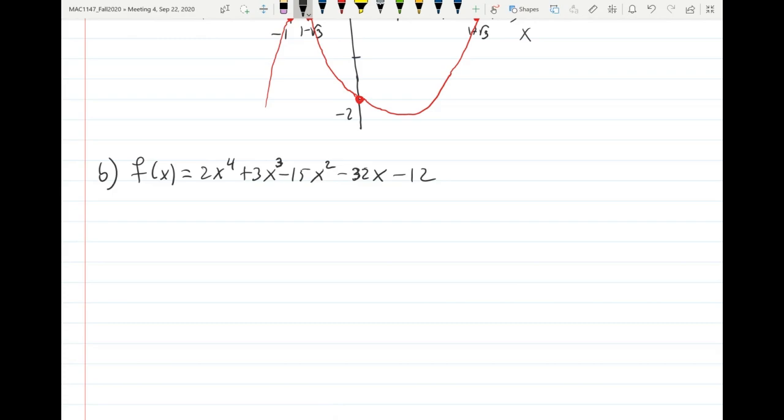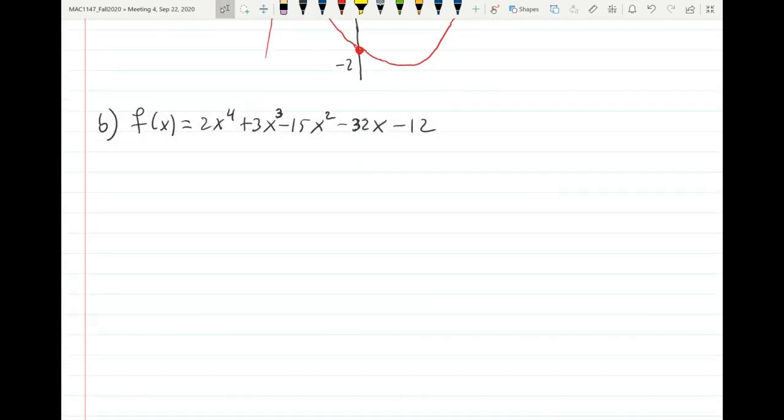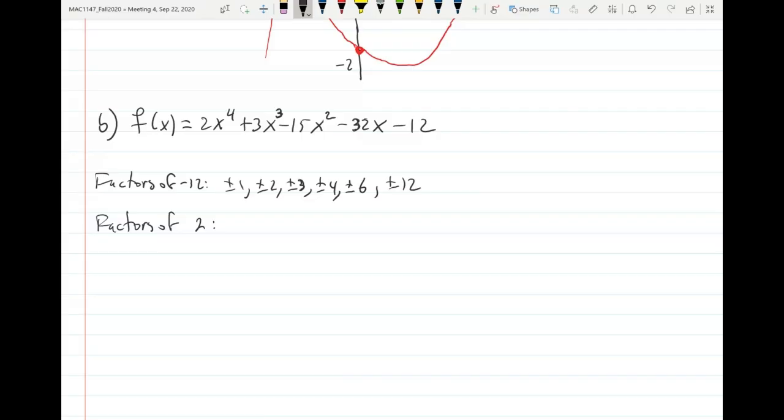Okay, anyways, I'm gonna go straight to the rational zeros theorem, so I'm gonna write down my candidates, okay? All right, so we need factors of negative 12, and here we need factors of 2. So that's plus or minus 1, plus or minus 2, plus or minus 3, plus or minus 4, plus or minus 6, and plus or minus 12. And factors of 2, that's plus or minus 1, plus or minus 2.